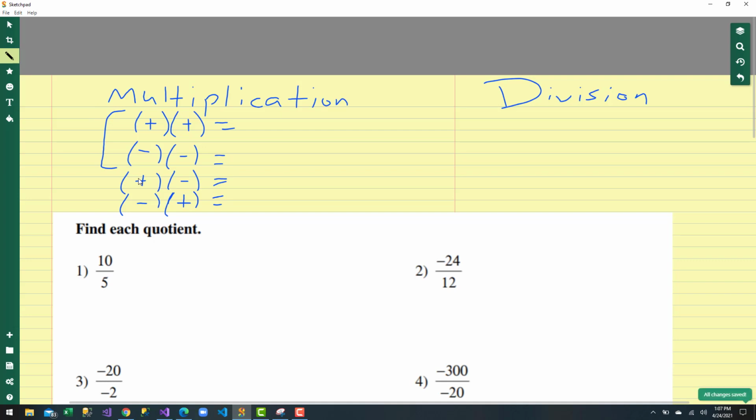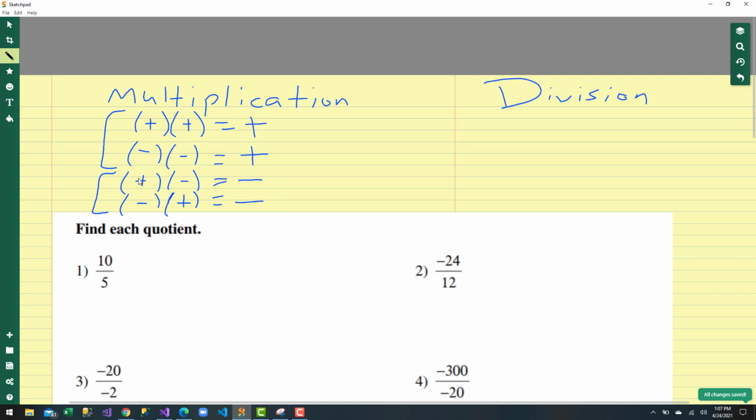When we're multiplying the same sign, look at these two, they are the same sign. When you multiply the same sign, the result is always going to be positive, no matter what the numbers are. So positive times positive is positive, and negative times negative is also positive. Now when you're multiplying opposite signs, a positive times a negative or a negative times a positive, the answer is always going to be negative, no matter what the number.